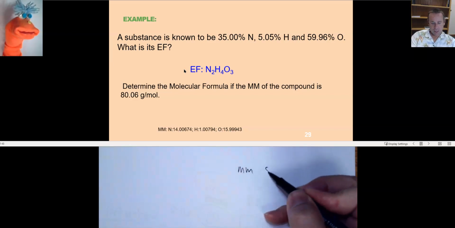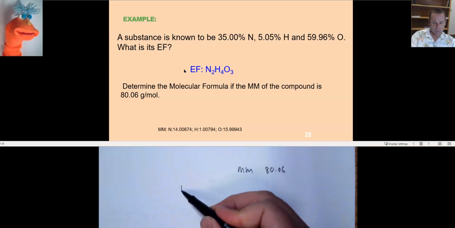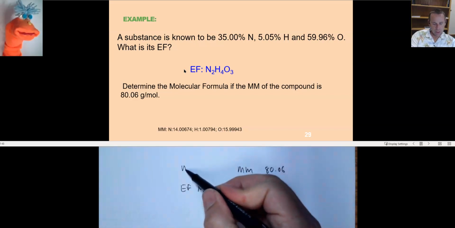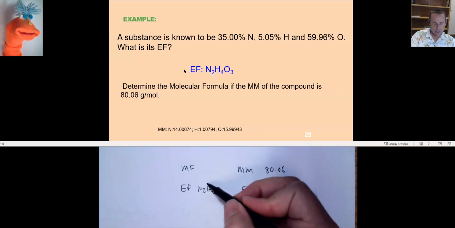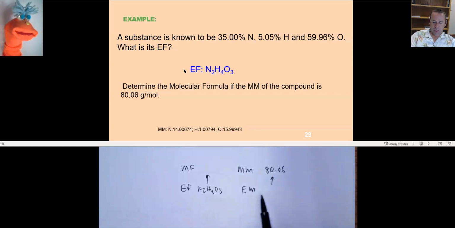So if I know the molecular mass is 80.06, let's write that down here. My molecular mass is 80.06, and I know my empirical formula is N2H4O3. Well, there's a molecular formula and there's an empirical mass, and there's a relationship between these, correct? What you need to do is find the empirical mass, because the empirical formula, which gives you the empirical mass, relates to the molecular mass just the way the empirical formula relates to the molecular formula.